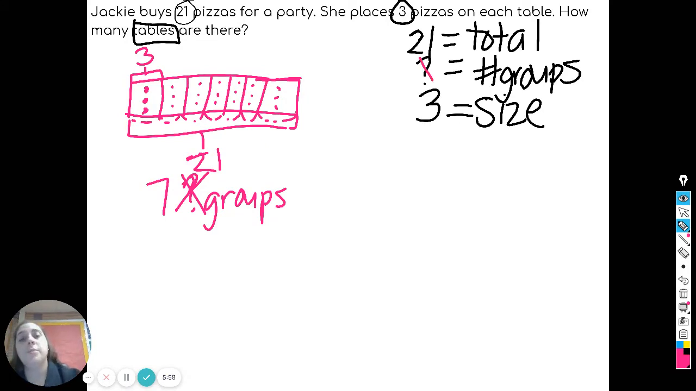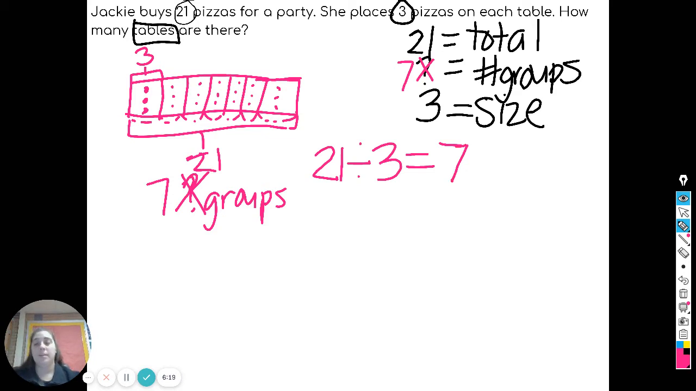So my number of groups equals 7. Well, I did say that we need to write an equation for that as well. So what equation matches our picture? Well, we had 21 pizzas all together. We divided them into groups of 3, and we ended up with 7. Okay? But it's not just 7.